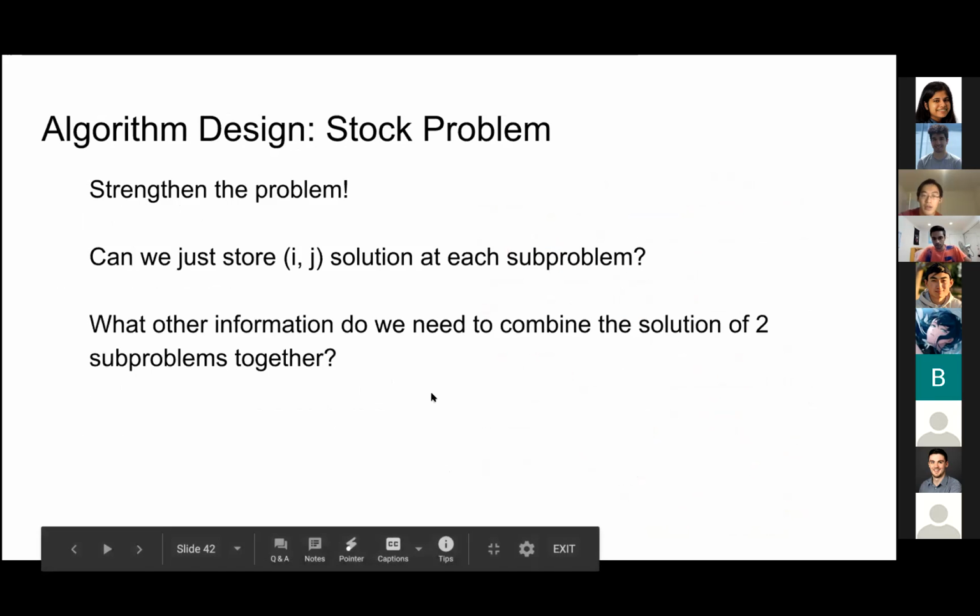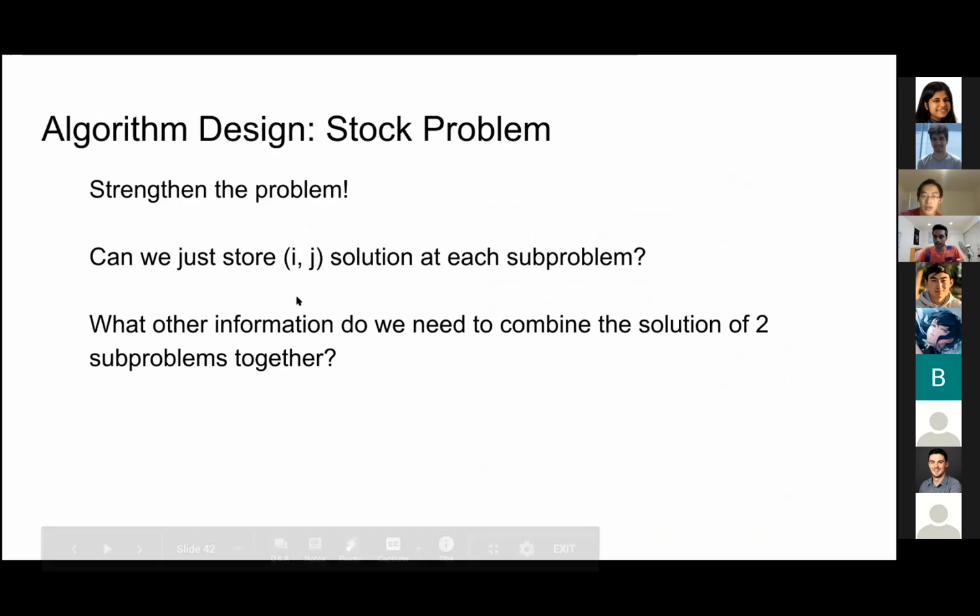So in this case, if we just stored i and j, which was the best time to buy and the best time to sell, you can't really combine that information with another i and j solution on the right side of this array. You need something else.